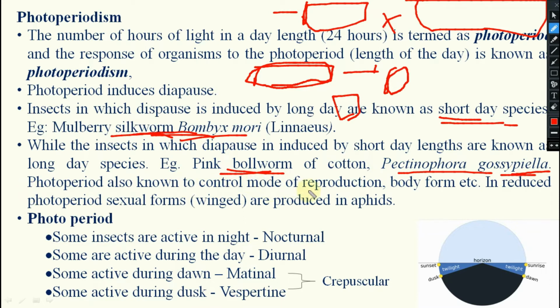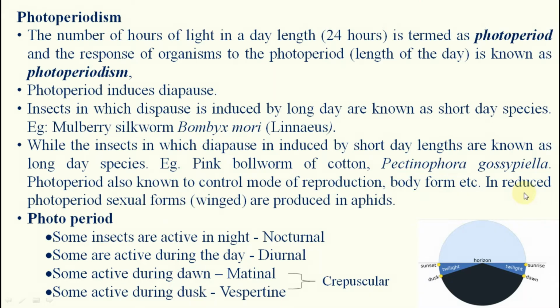Photoperiod is also known to control the mode of reproduction, body form, etc. In reduced photoperiod, sexual forms are produced in the case of aphids. This one we have already discussed. If the temperature is higher, they will undergo parthenogenesis. If lower, they will be oviparous, yes or no? They will lay eggs. So both forms will be created. These are all about your photoperiod. Getting my point?